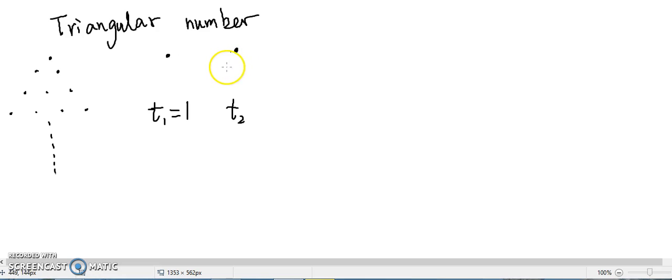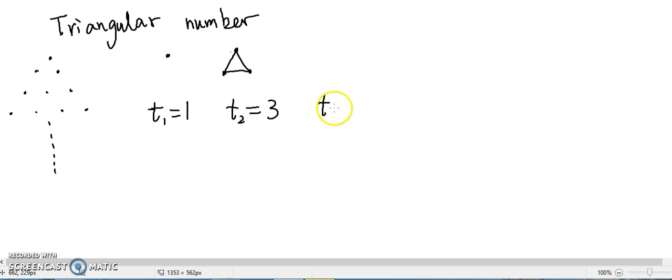So first row we put 1 dot. Second row we put 2 dots. And we count how many dots we have. So 1 plus 2, we got 3 dots. And if we join these dots together, we can form a triangle. That's why we call this a triangular number. And in the first case, there's only 1 dot. It really does not form any triangle. So that's a trivial, special case.